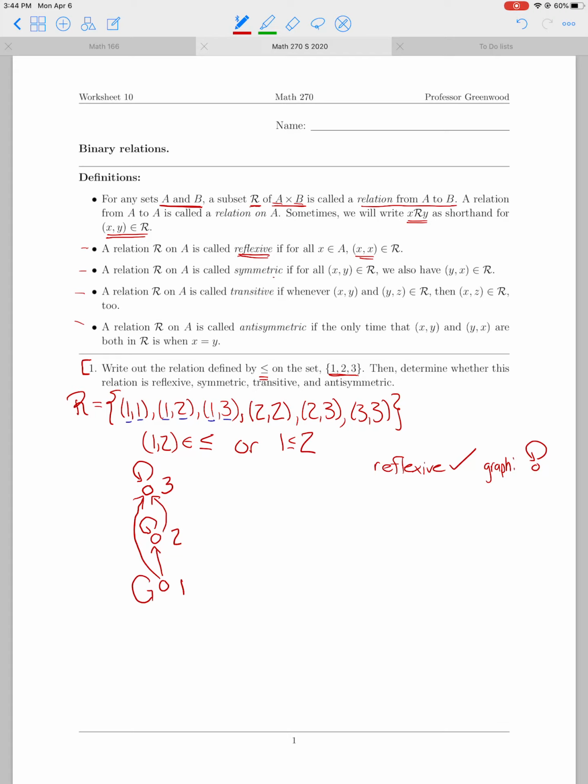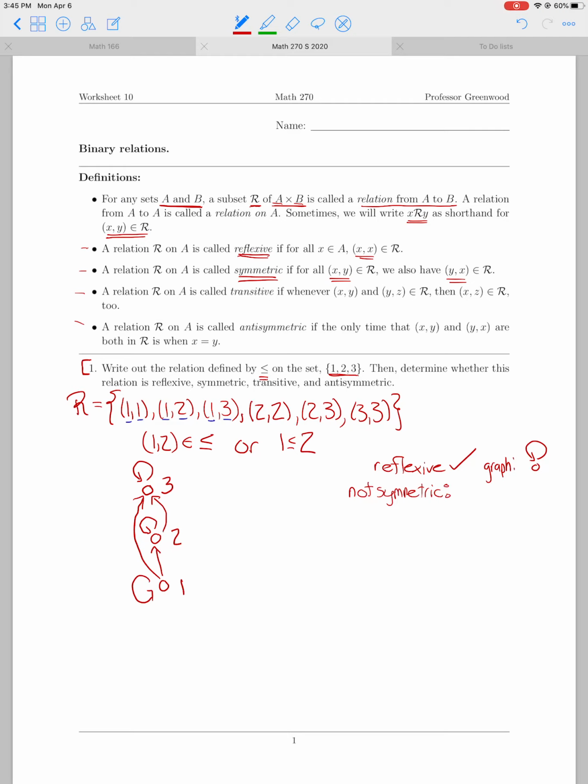A relation would be called symmetric if every time that x is related to y, we also know that y is related to x. In other words, it's symmetric if whenever an ordered pair appears one way, it also appears the other way. This relation that we just looked at is not symmetric.